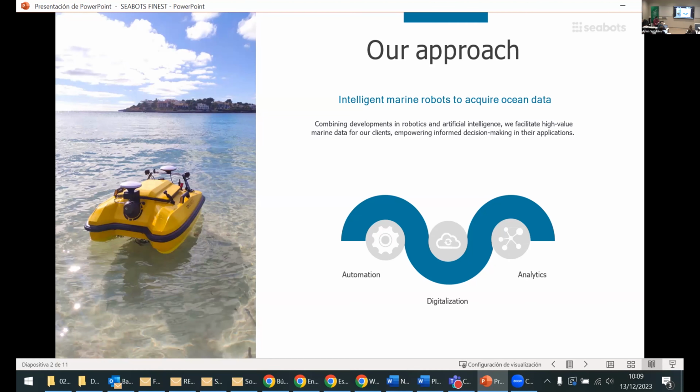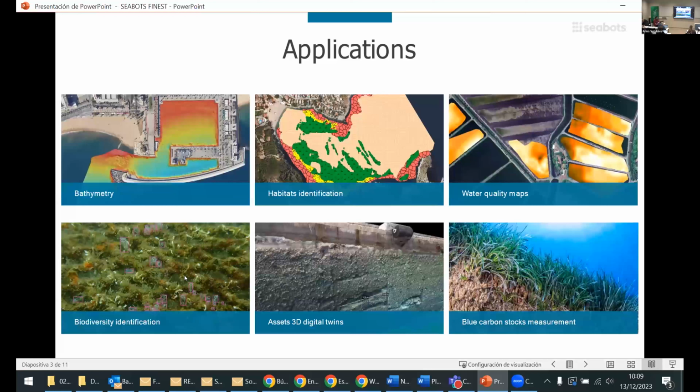This activity is carried out by our autonomous robots. As you can see in this image, this is the SB100 Pro. We can call it a versatile platform in which you can integrate any sensor depending on the project. There are many applications. If we integrate different sensors, we can identify biodiversity, habitats, bathymetries, and also measure blue carbon, but we are going to focus on water quality.